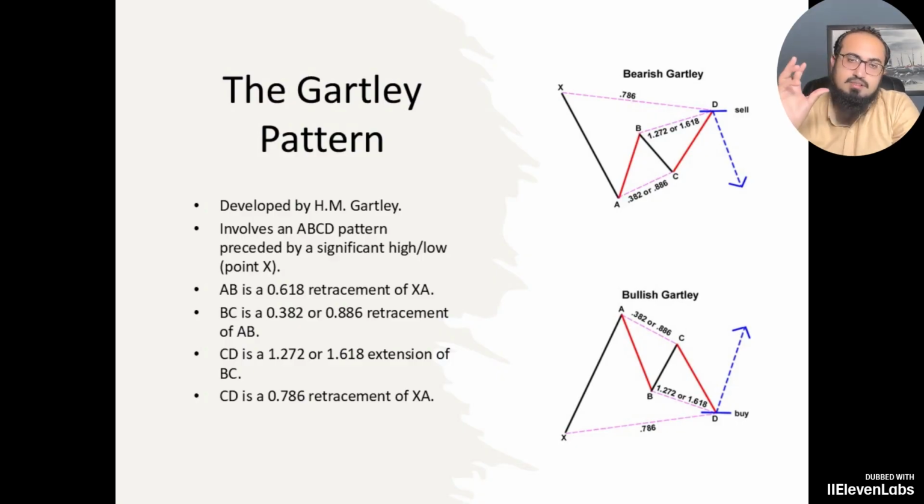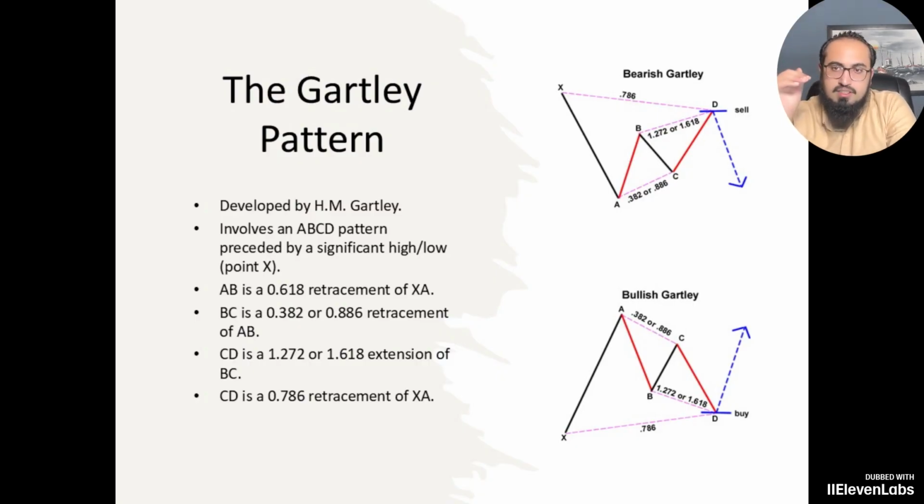This pattern works when you understand how to directly use Fibonacci retracements and know how to calculate them. So this is how you do the Gartley pattern. Basically, you draw an X and an A point. B should be a 0.618 retracement of XA. Then BC should be a 0.382 or 0.886 retracement of AB. Then CD should be 1.618 of the BC. After that, the correction will be complete.